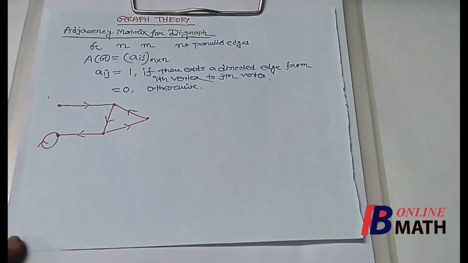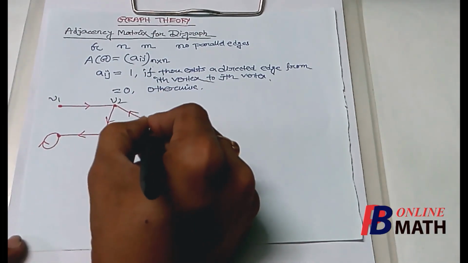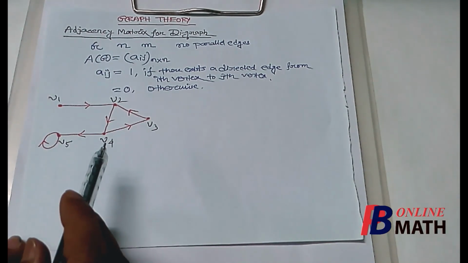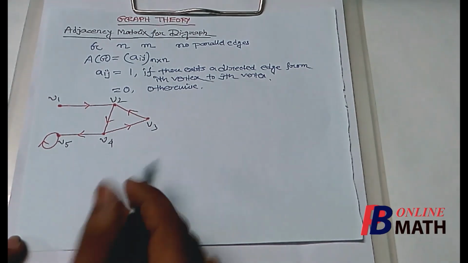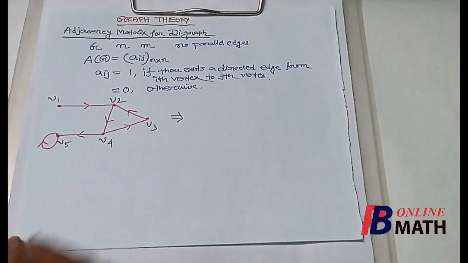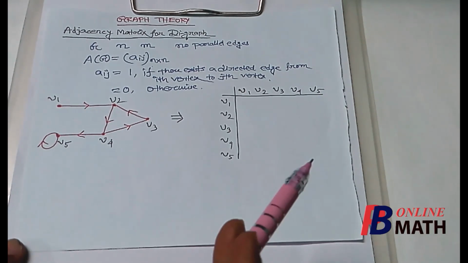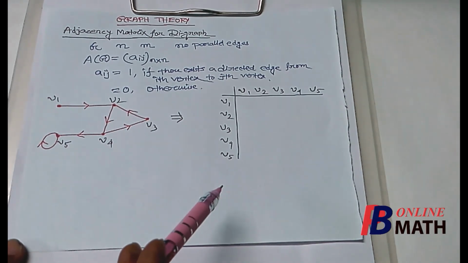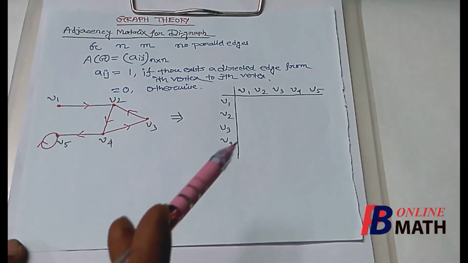Before we find the adjacency matrix, we just label the vertices. Suppose this is V1, V2, V3, V4 and V5. To find the adjacency matrix, we just need to label the vertices; no need to label the edges. So let this be the adjacency matrix. It is a 5 cross 5 matrix. We have placed V1, V2, V3, V4, V5 in the rows and also in the columns. So let us find the elements of this matrix.